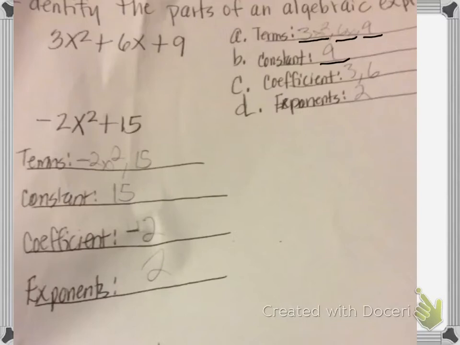My coefficients are 3 and 6, which are the numbers that are multiplying by the variables. My exponent is 2. Notice there's the 2 right there. There's my coefficient, and there's my constant.